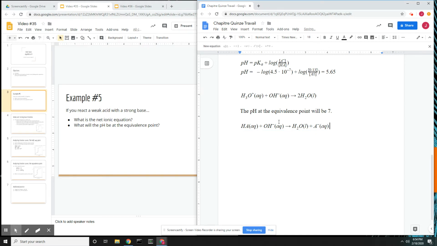If I add a strong base to a weak acid, it's going to form water and the conjugate base. So at the equivalence point, I don't have any more acid. I only have its conjugate base. So at the equivalence point, the pH will be above 7.